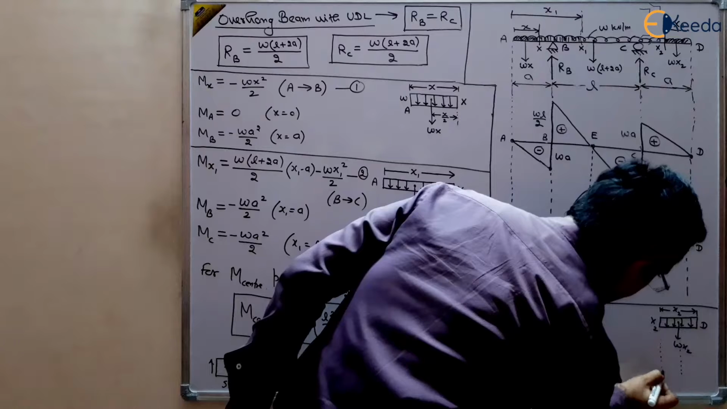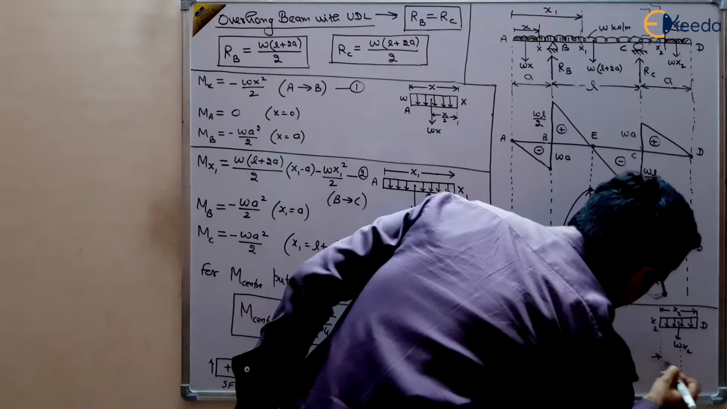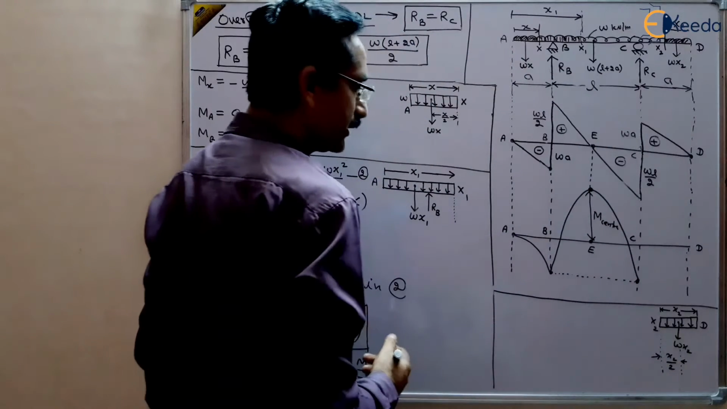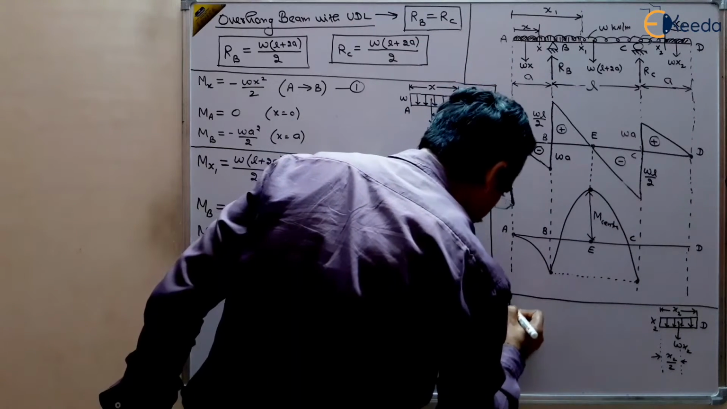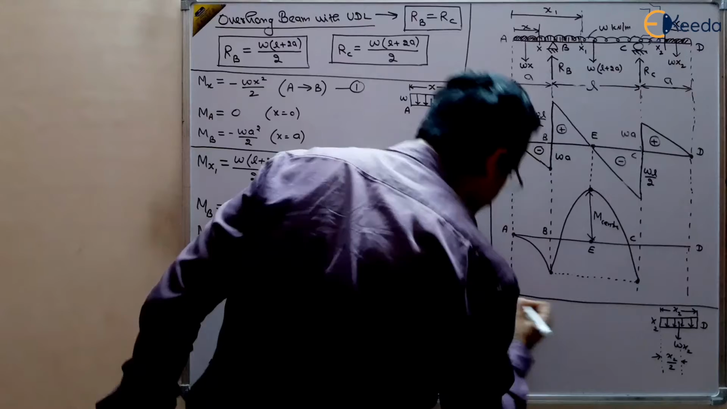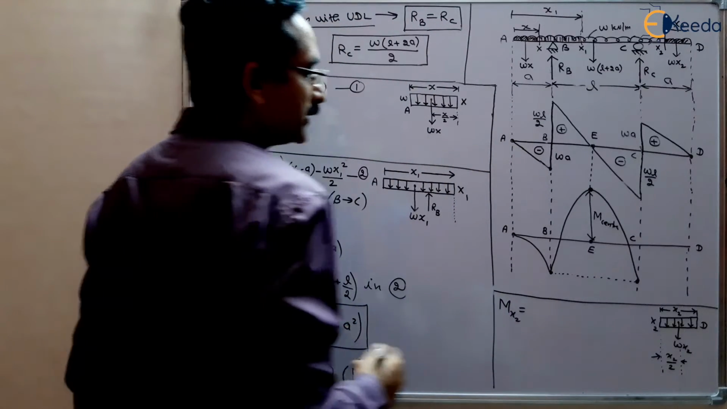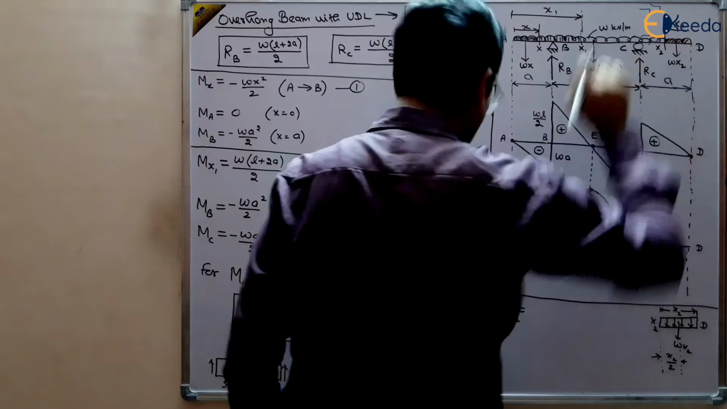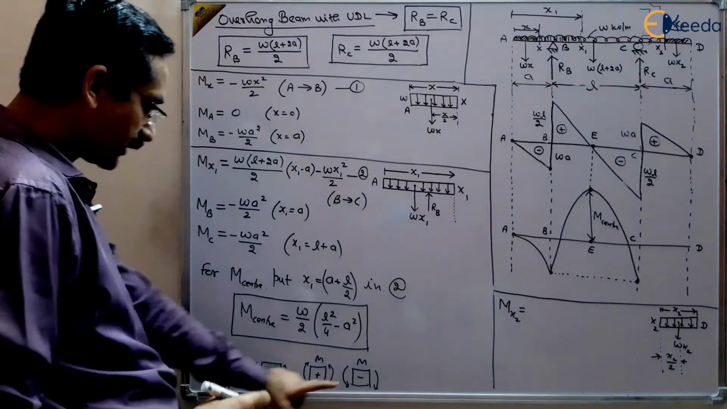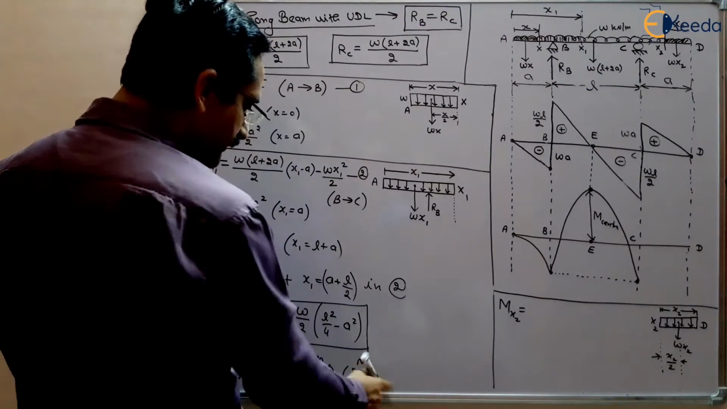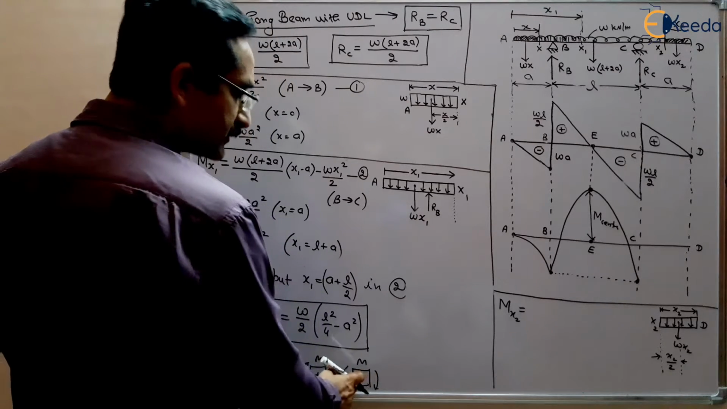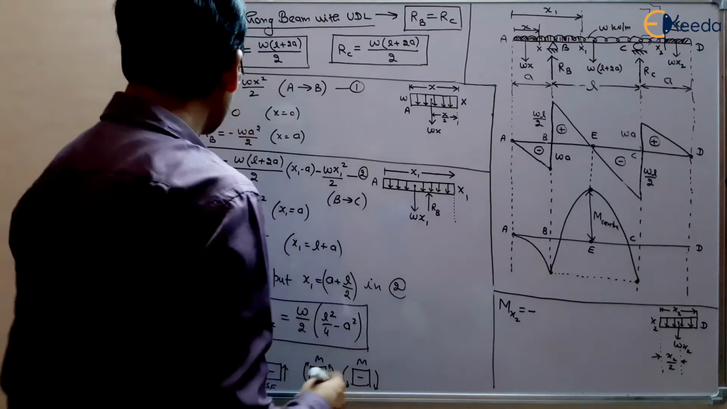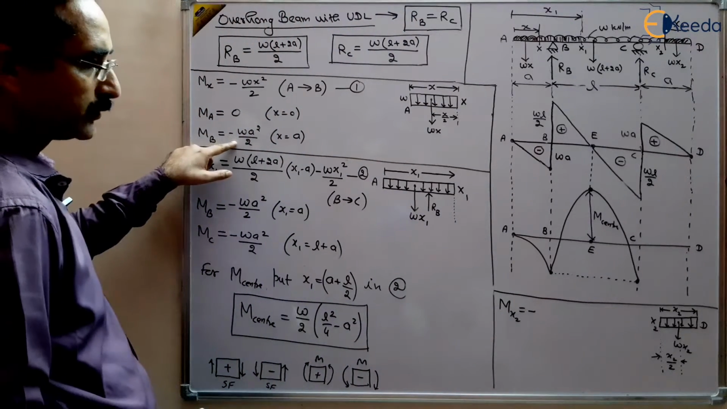This distance will be x2 by 2, because it is at the center of this UDL, x2 by 2, right? So M x2 will be equal to the moment of this W x2 at x2, right? And this is clockwise at the right. Clockwise at the right is negative, so it will be minus. And how much will it come? This will come out to be this value only.